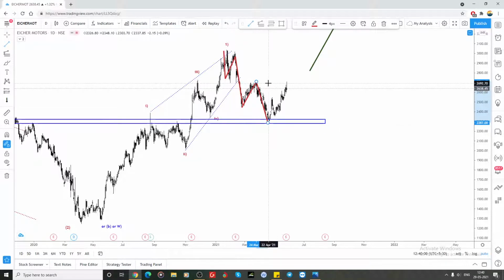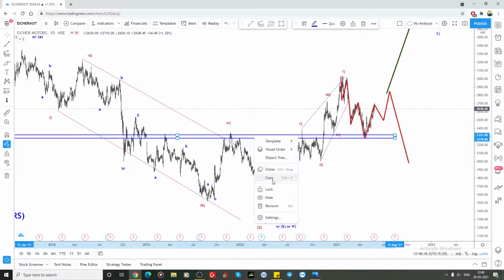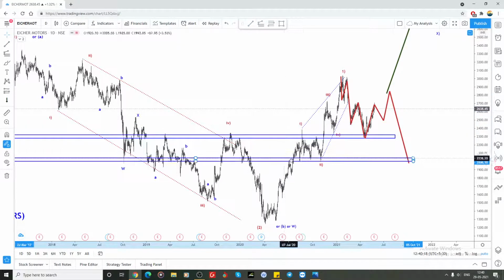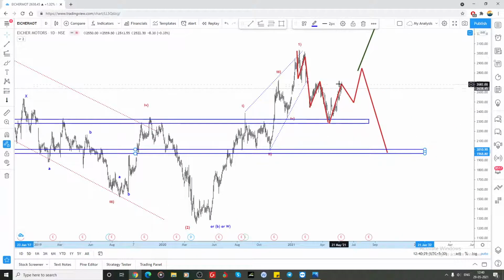So it's not a five-way structure, it's a flat correction. ABC is an A, ABC is a B, and then C. So this is a flat correction. Now this is the end of the second wave, or it is going to another bigger flat, can't say here. So if it is again coming to this zone, this is also one of the major support zones, we can buy this. Otherwise, if you added here partially, you just hold on and watch this wave formation here.